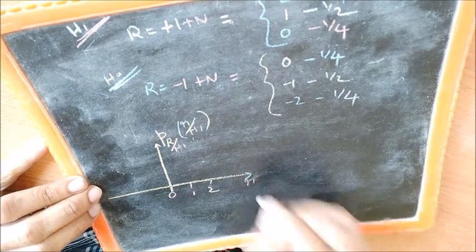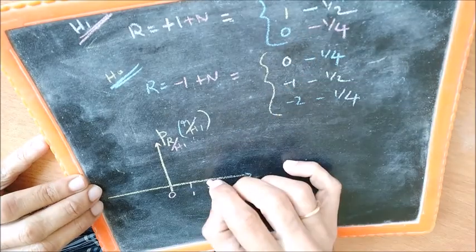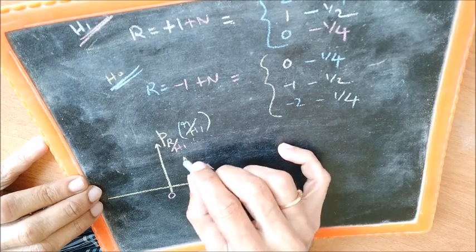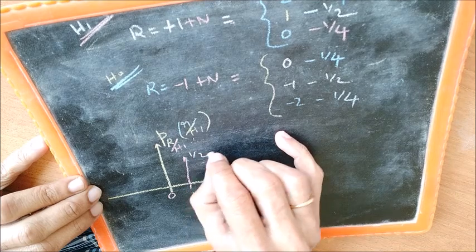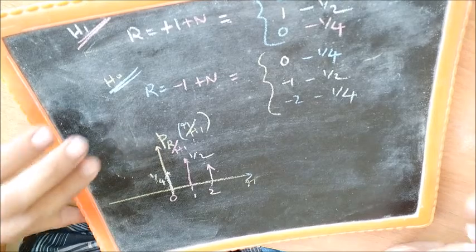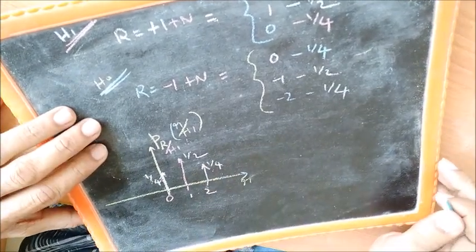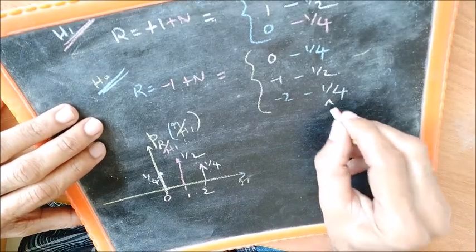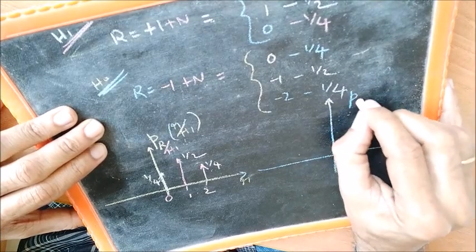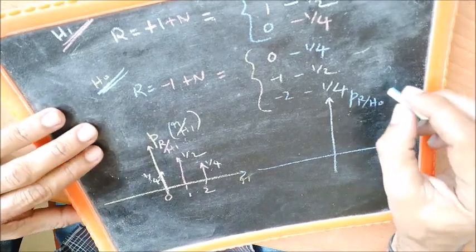This is the random variable R. The probability of it taking a value of 2 is 1/4. So there is an impulse of strength 1/4, an impulse of strength 1/2 and an impulse of strength 1/4. This is the conditional density function of R when H1 is the true hypothesis. Likewise, we have a conditional density function of R when H0 is the true hypothesis.